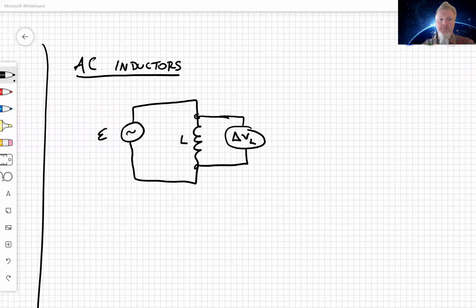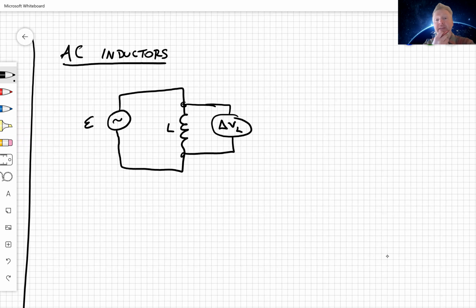Hey everybody, welcome to the AC inductor portion of the class. It's going to be pretty fast. So let's just get started here. I'll pick up where we left off. I want to talk about inductors as AC circuit elements now.